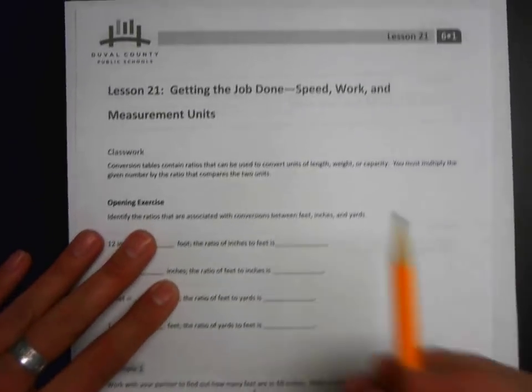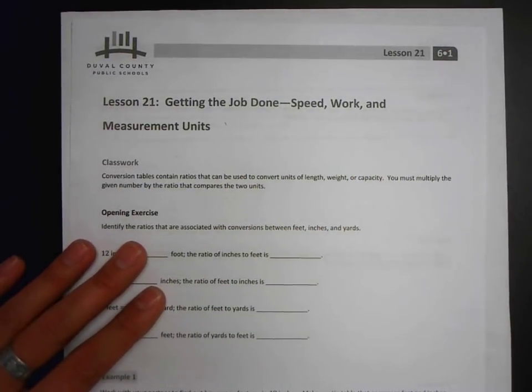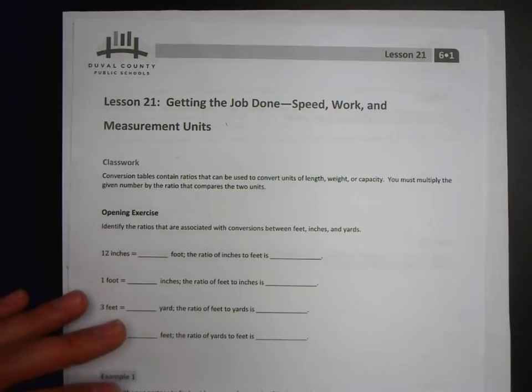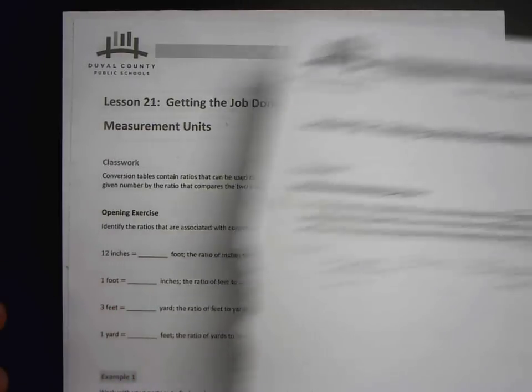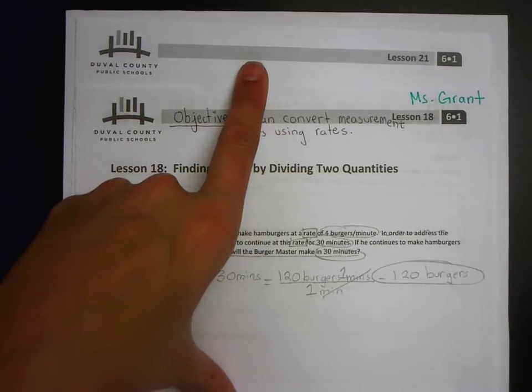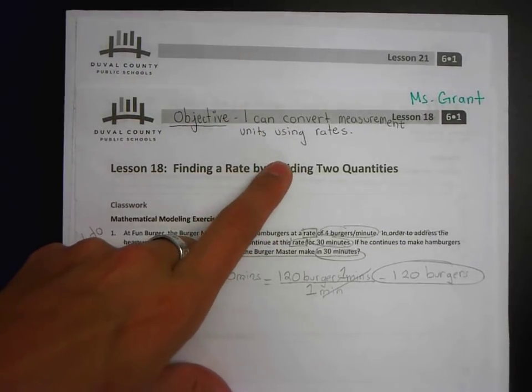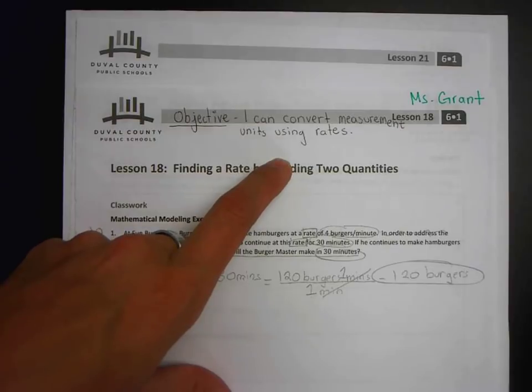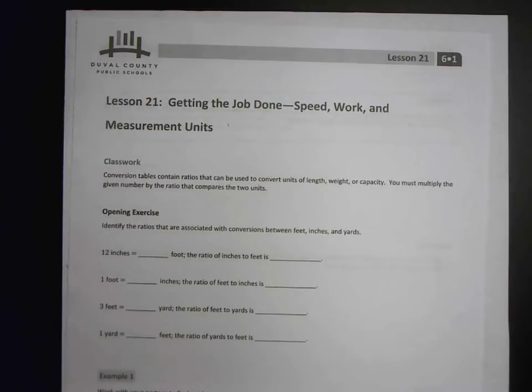All right, let's go to lesson 21. Getting the job done: speed, work, and measurement units. Again, it's the same objective. I can convert measurement using unit rates. You don't have to copy it on lesson 21, but just keep in mind that our objective is still converting measurements using rates.